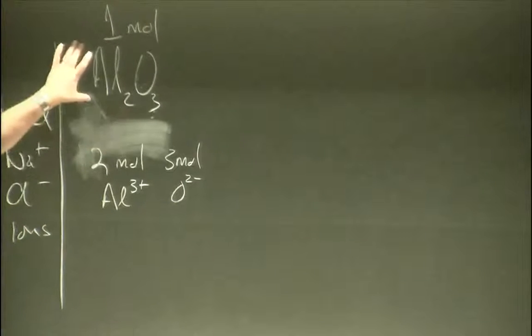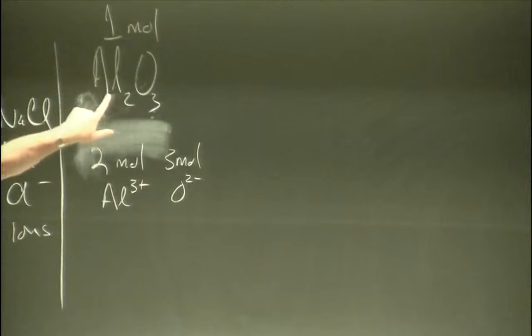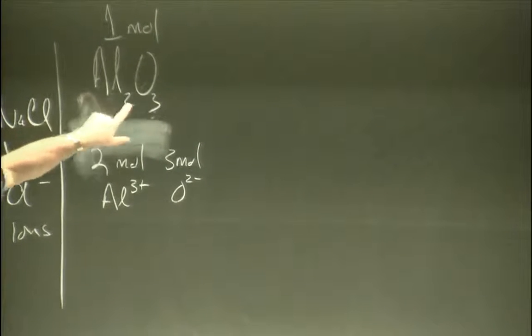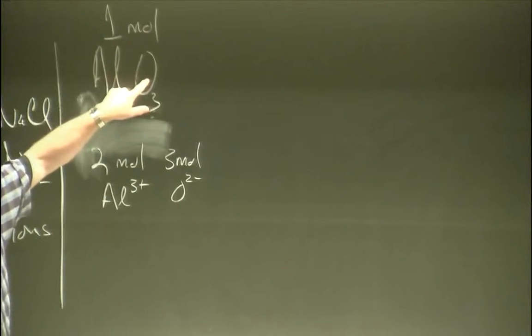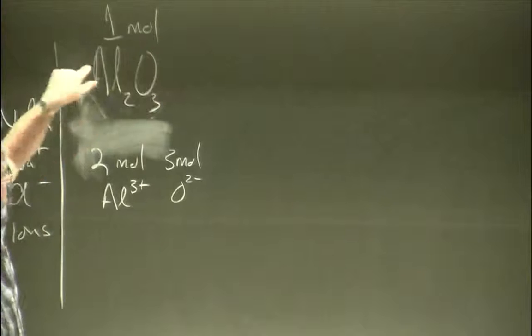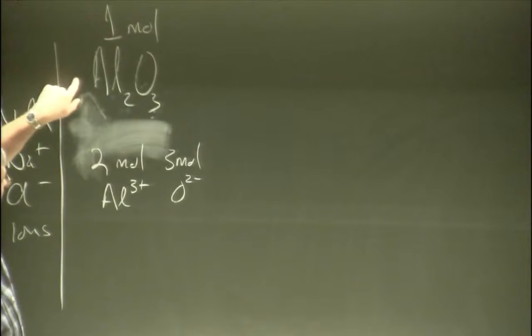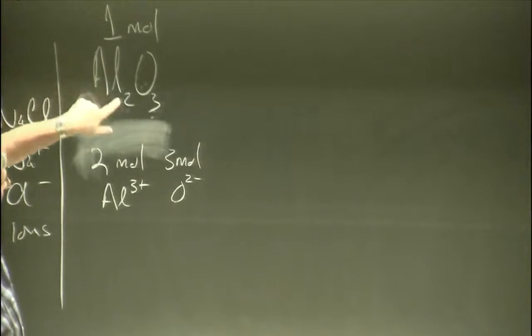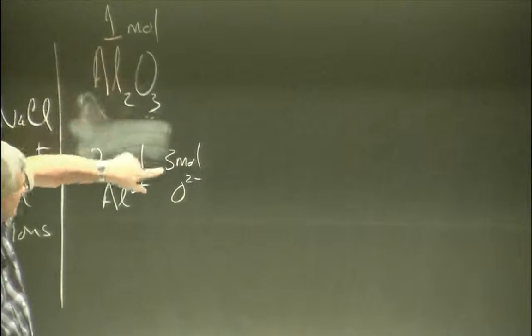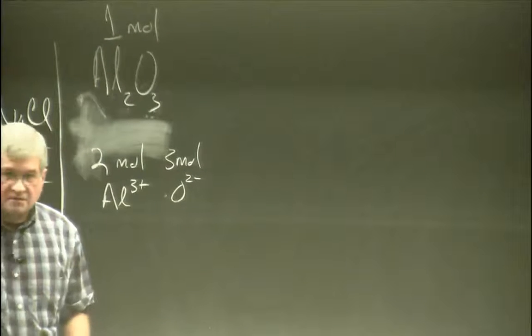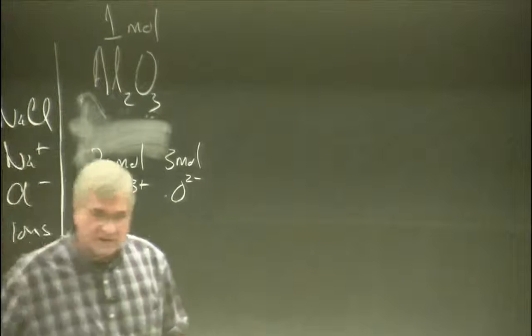If you describe this empirical formula, which is what it is, you'll have 2 aluminum ions, right? 3 oxide ions. We got that. So if we have 1 mole of this unit here, that means it's going to be 2 moles of aluminum, 3 moles of oxide. Does that make sense? Okay.